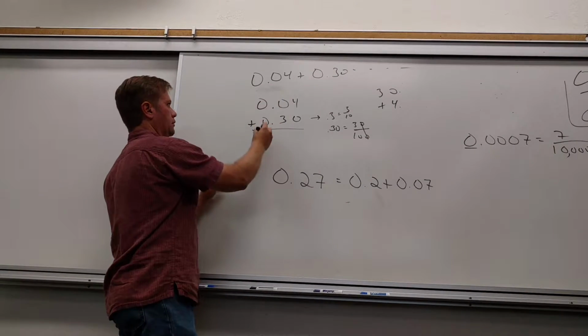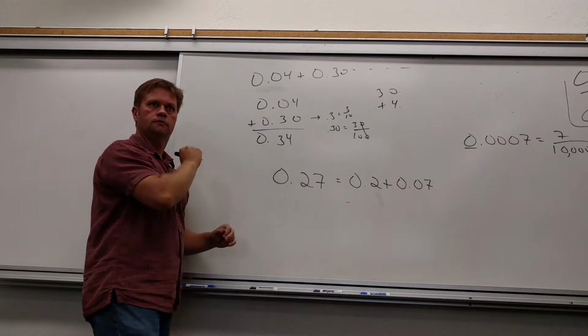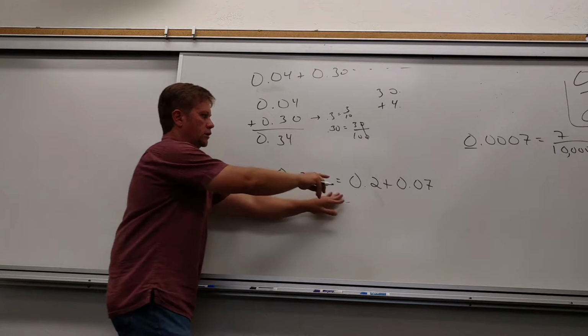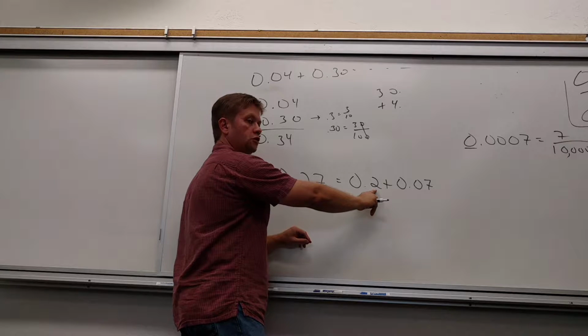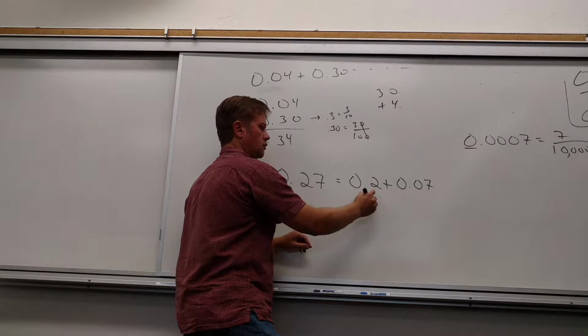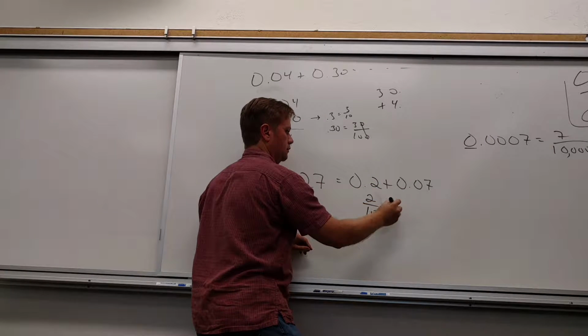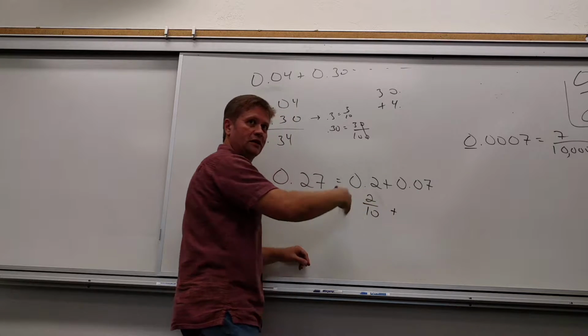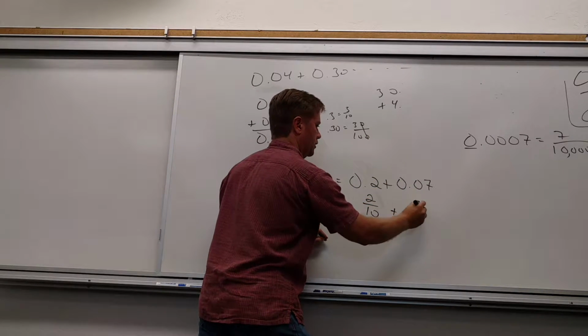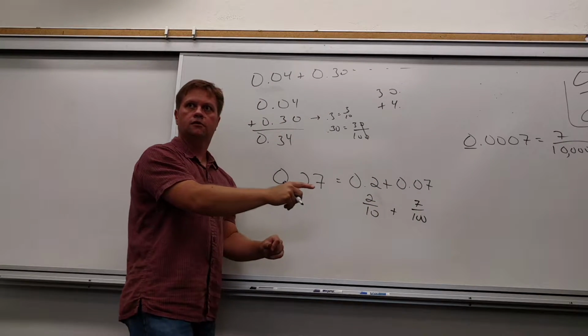So then here I would get 0.34, right? Yeah. All right, so now watch. What is 0.2 as a fraction? 2/10. What is 0.07 as a fraction? 7 over 100. Can I add those as fractions? Right now, are you able to add them right now?